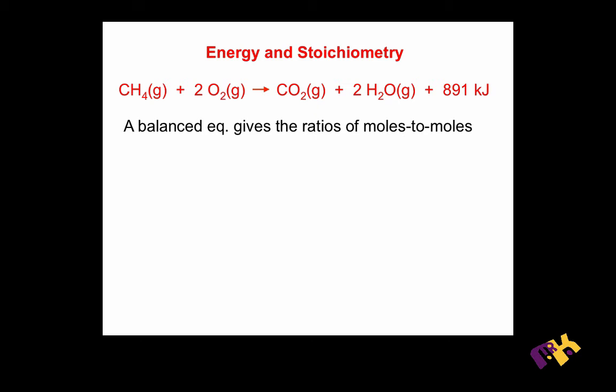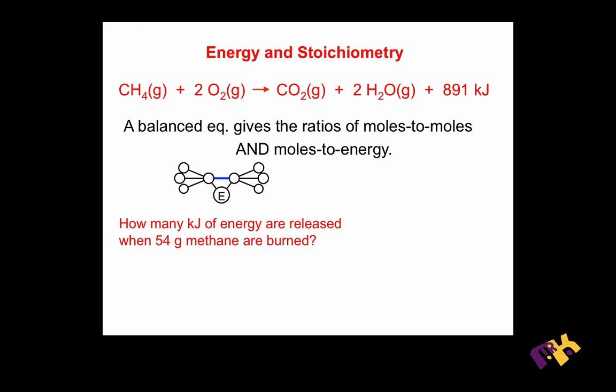Right, so this balanced chemical equation, again, gives us the ratio of moles to moles, but also moles to energy. So we can add a little energy medallion in our stoichiometry island chain if you wanted to. And so if we're asked how many kilojoules of energy are released when, watch out, when 54 grams of methane are burned, we have the relationship to determine that now. All right, we're starting in grams of methane, and we need to get to energy in kilojoules.